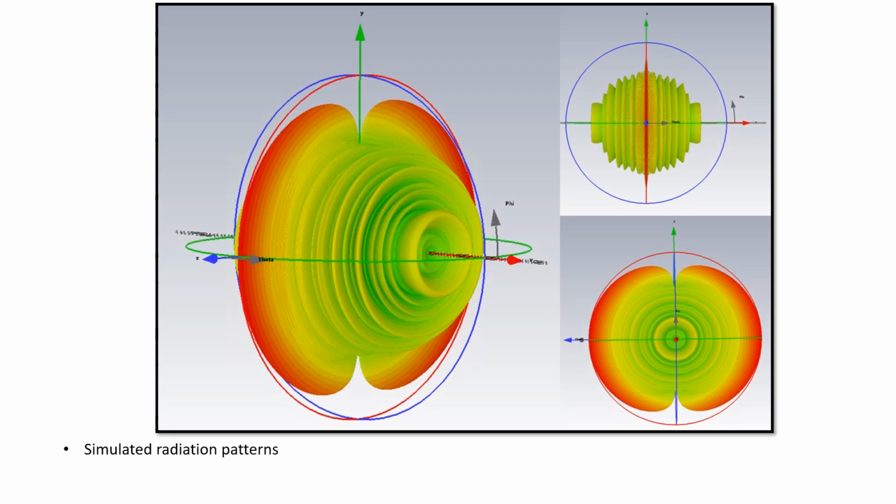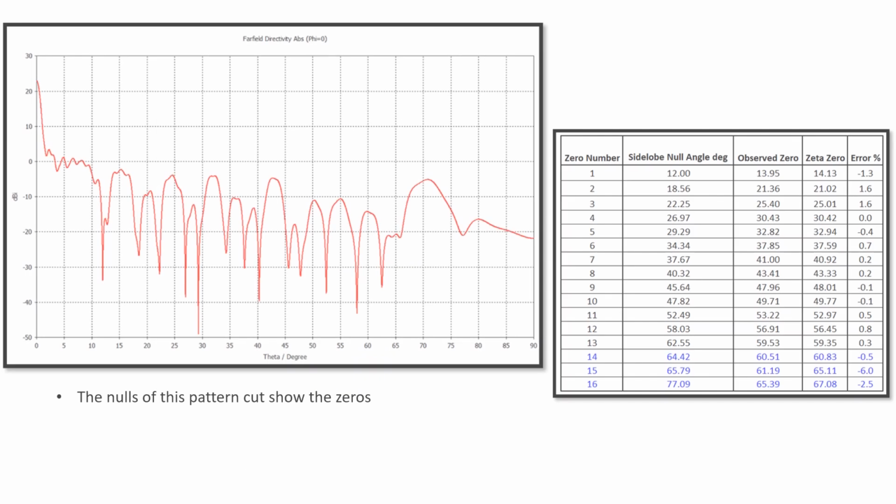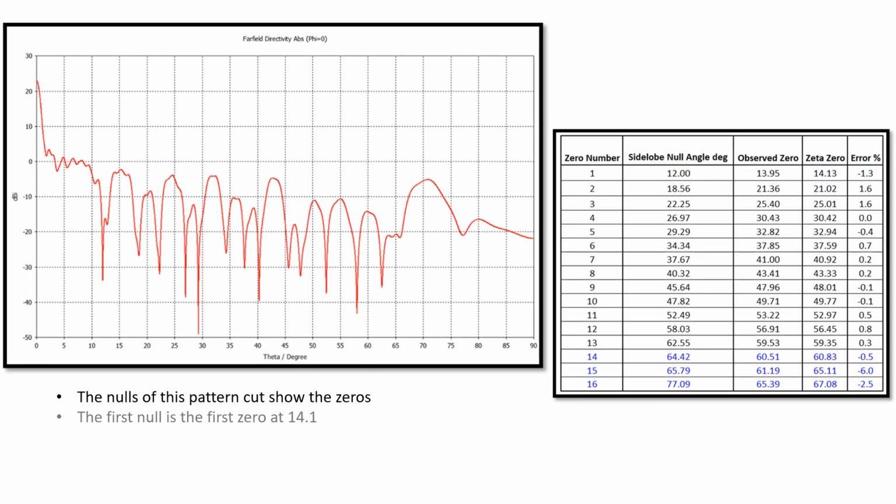These are the simulated radiation patterns. Various views are seen. This pattern cut will show the zeros. This is the pattern. The first null is the first zero at 14.1.